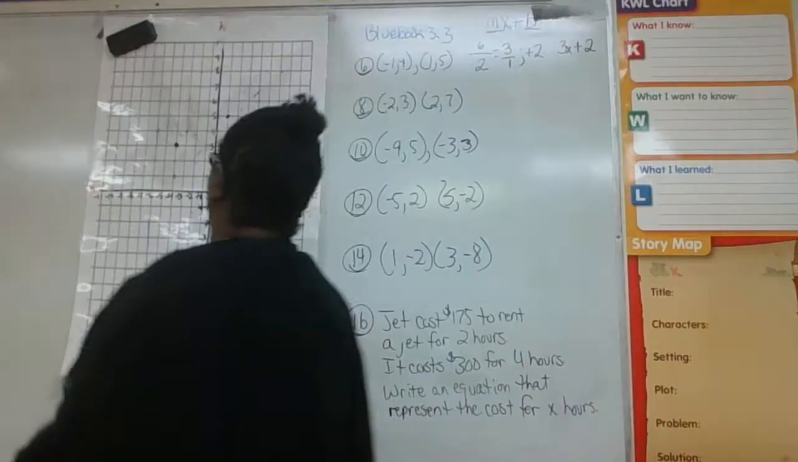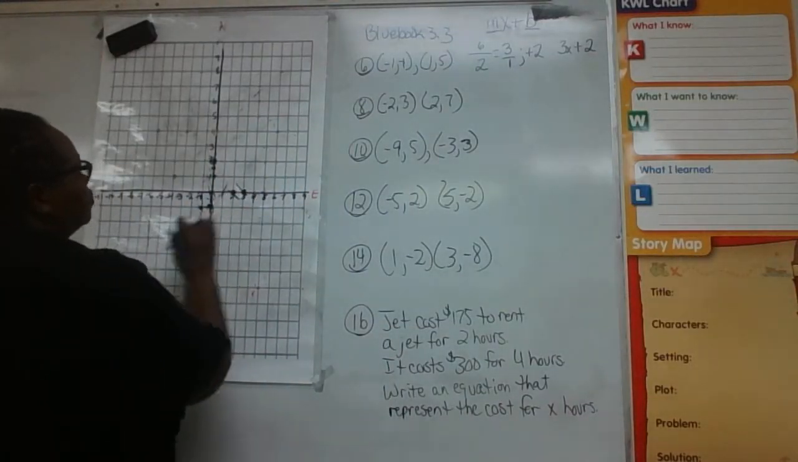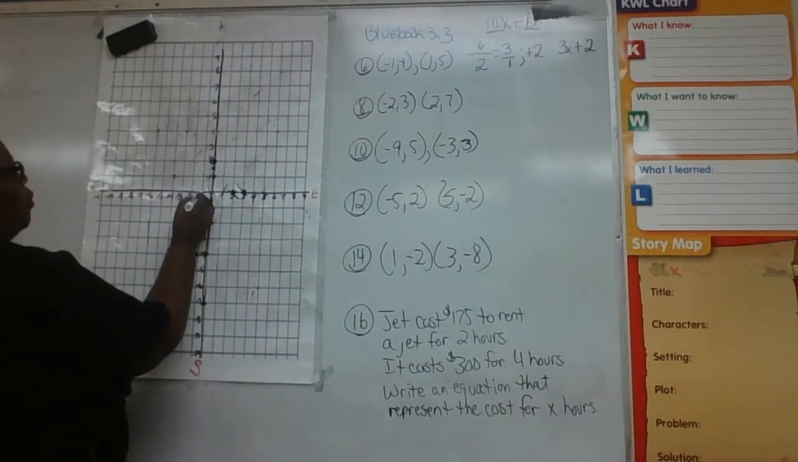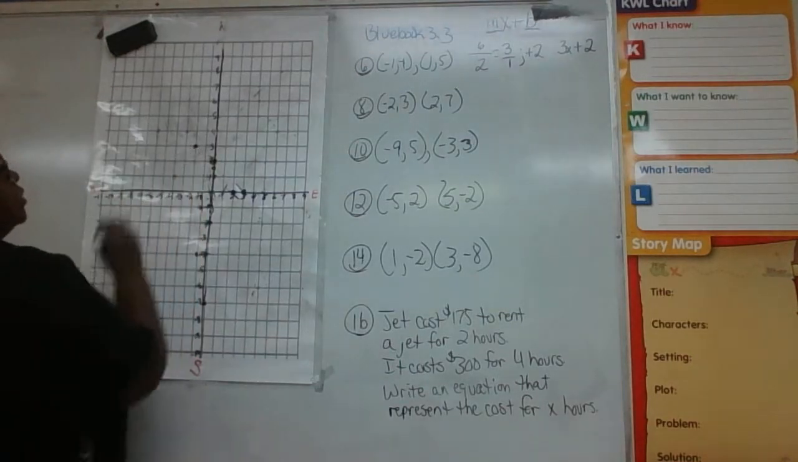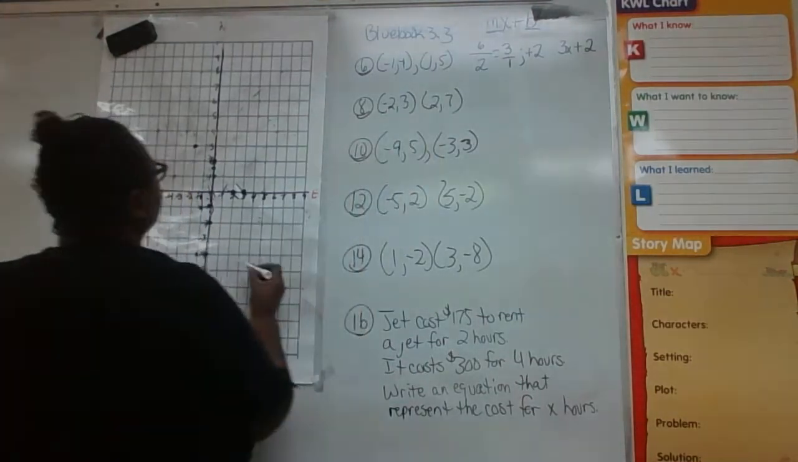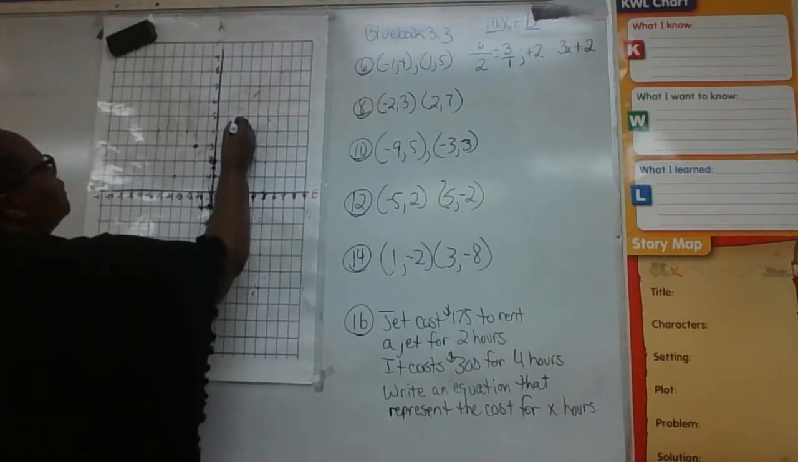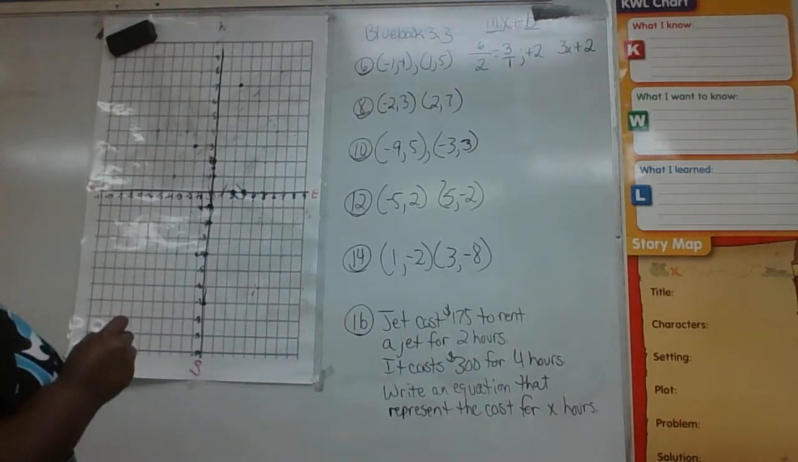Let's take a look at number 8. On number 8, we're going to plug in -2, +3: 1, 2, 3. Our next is +2, +7: 1, 2, 3, 4, 5, 6, 7. Now we can identify our slope.